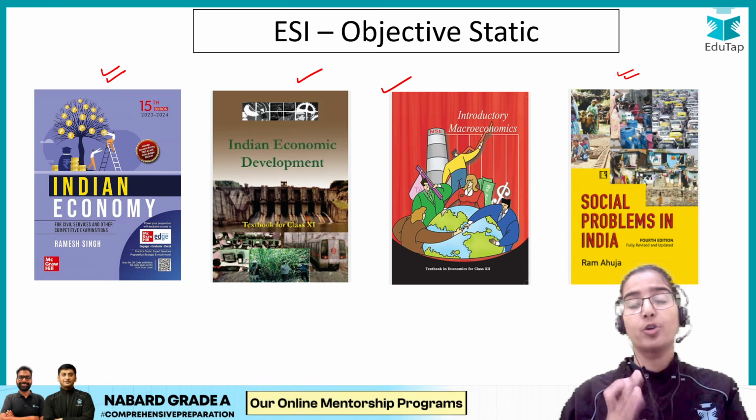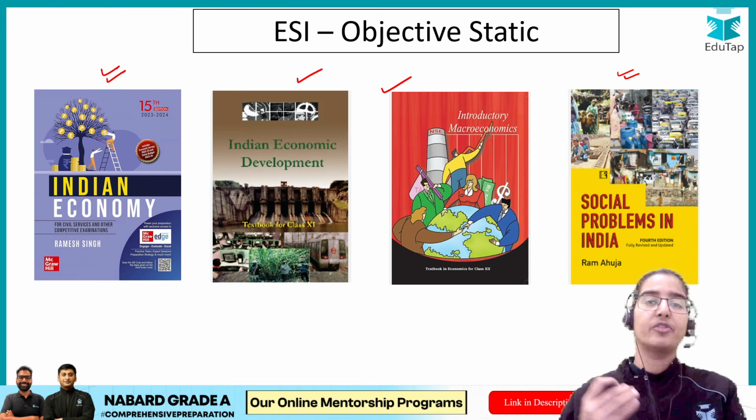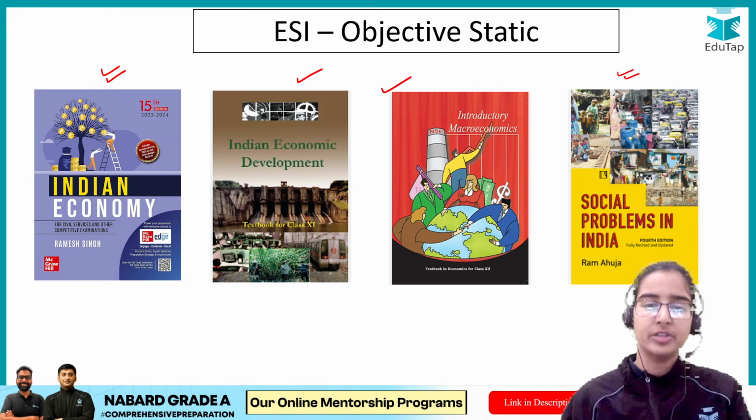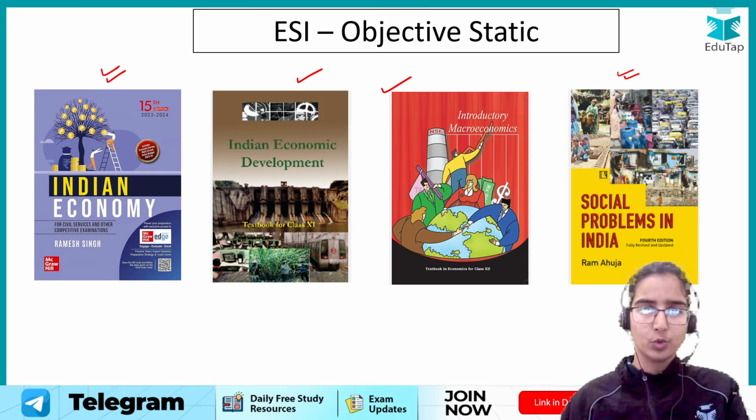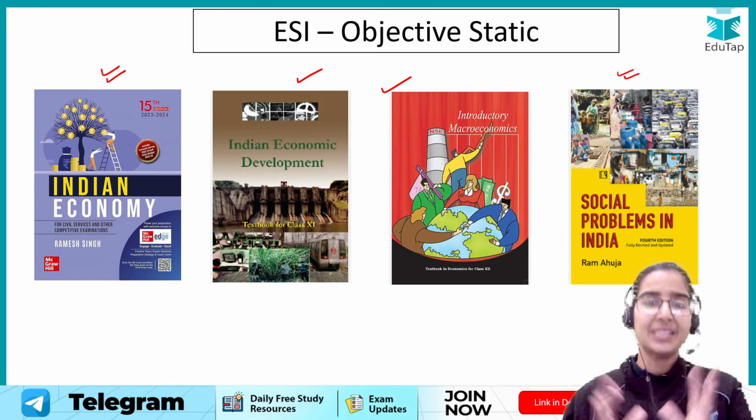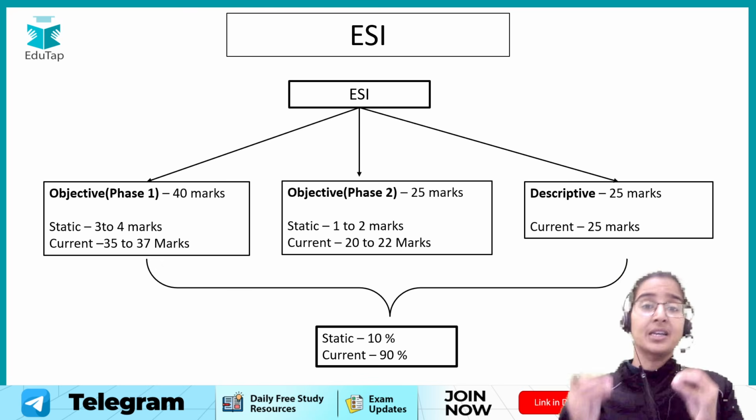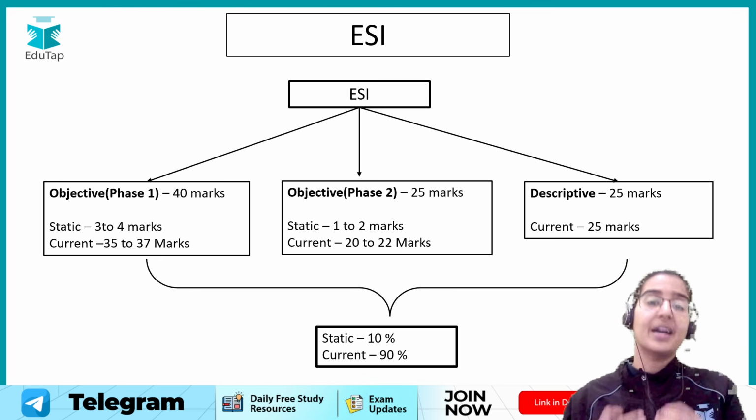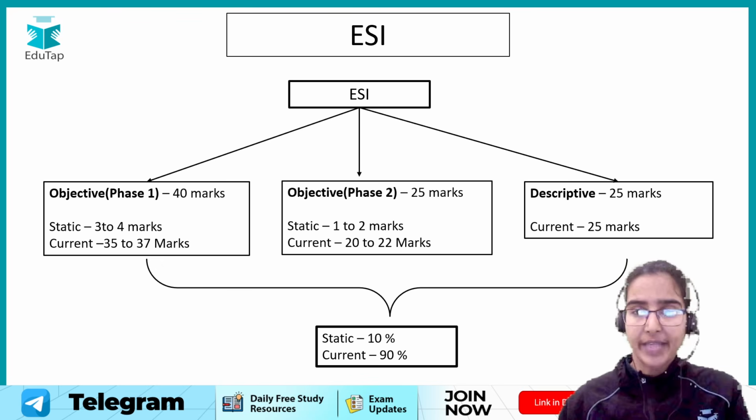So these are the books that you can use if you are preparing through self-study. But if you are enrolled in some courses, or in some coaching institute, then it is better to follow their sources only, right? So that is how I sum up the static part. Now comes the kingmaker in the ESI, which is the current affairs. Let us discuss that.